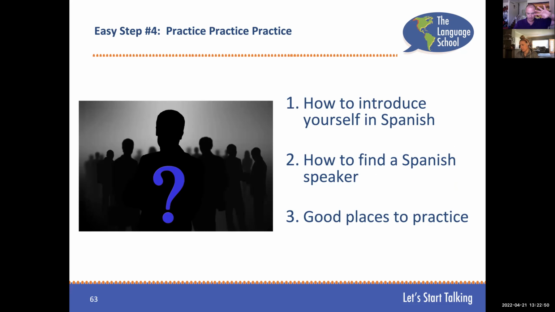The 4th easy step that we're going to talk about today is practice, practice, practice, right? In English, we say practice makes perfect. In Spanish, there's a good saying, la práctica hace al maestro. The practice makes the teacher, or makes the master, right? You can't master anything unless you practice it.